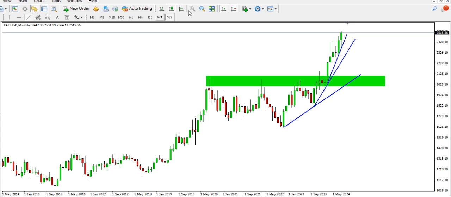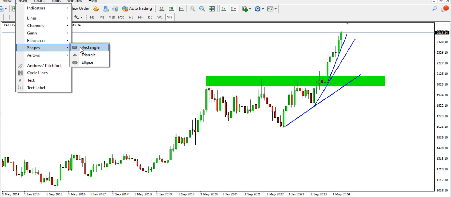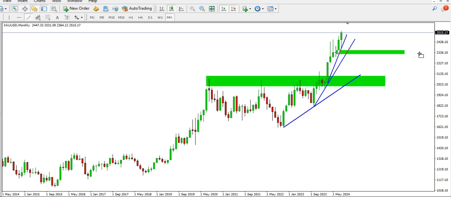If price is going to drop on the monthly time frame, we have this particular demand level. Price might find some buyers at that level, and we have another demand level at this point. Price might find buyers at this level. I'm talking about the 2326 level and the 2100 level. Price might find demand at those levels on the monthly time frame.